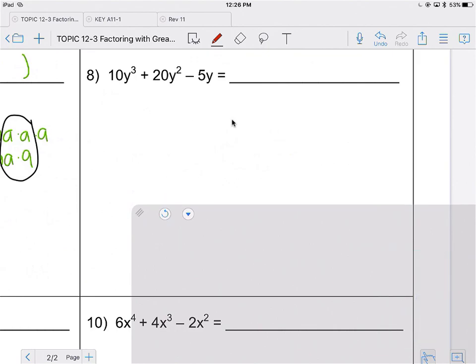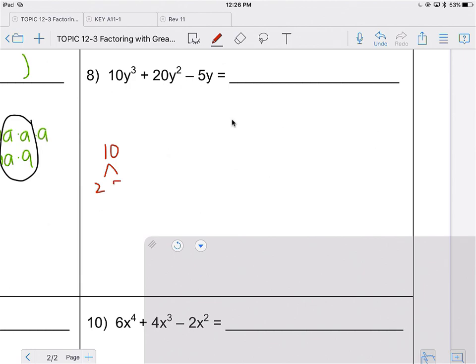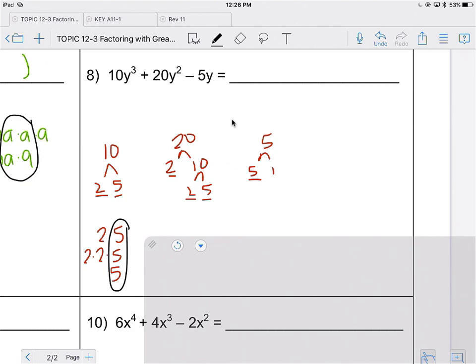8 has 3 terms, so I need to find something that is in all 3 terms. So first I start by factoring. 10 is 2 times 5. 20 is 2 times 10. 10 is 2 times 5, so we have 2, 2, and 5. 5 is just 5 and 1. So when I line them all up, they all share a 5, and that is it. Even though 2 of these numbers share a 2, they don't all share a 2, so I can't take a 2 out of all of them.